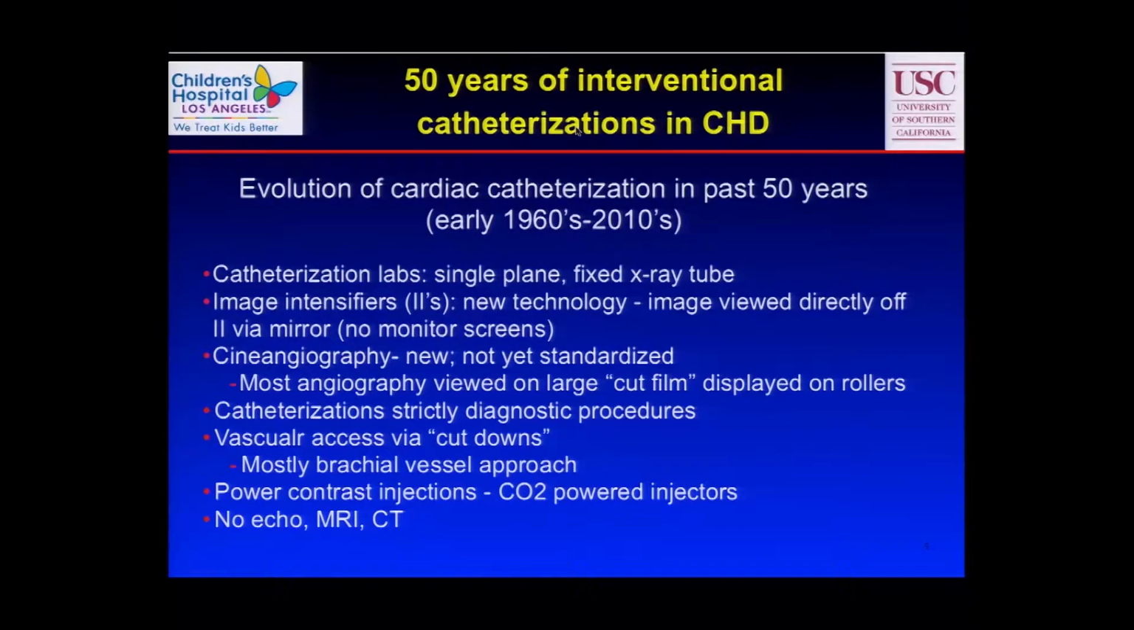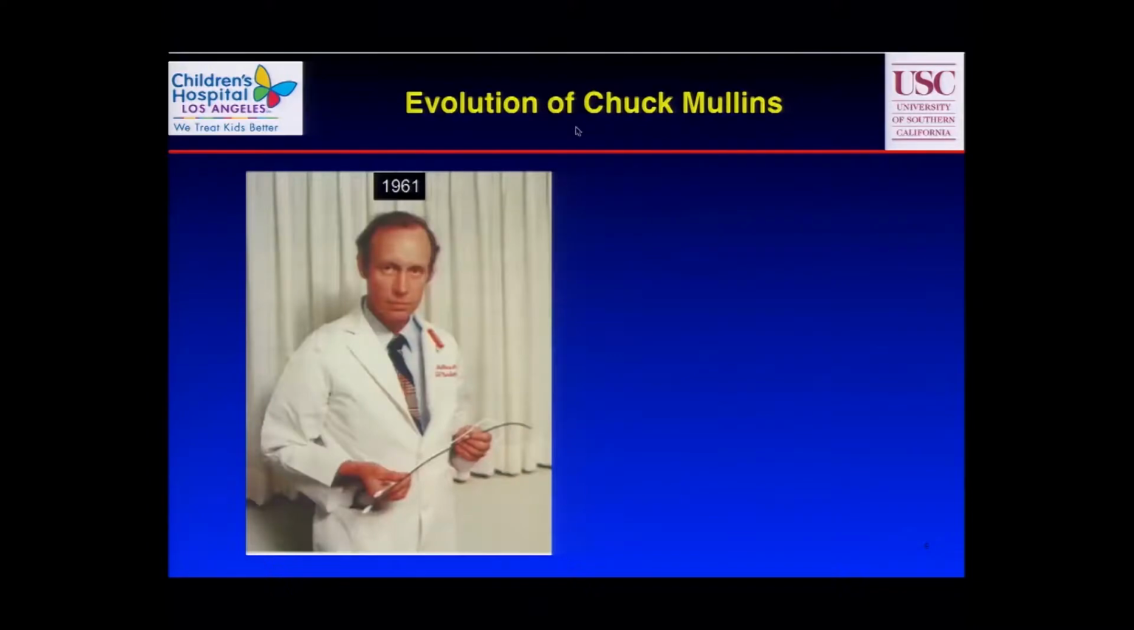Obviously, at that time, catheterization was restricted to only diagnostic procedures. Vascular access was obtained by cut downs, mostly through the brachial vessels. There was no such thing as power injectors, and when those came along, people were able to inject a big volume with high pressure and high flow to get really good pictures. Of course, you had no echo, MRI, or CT to help you. So again, we've gone through a lot of advances over this time.